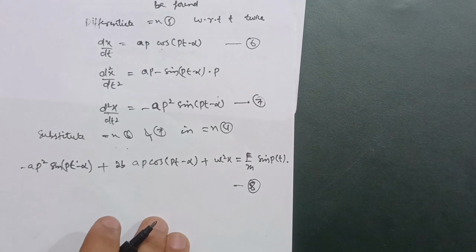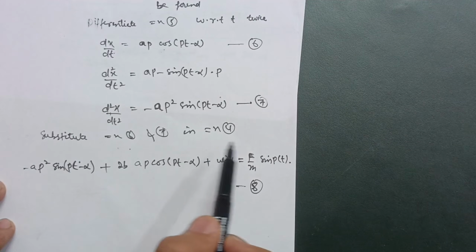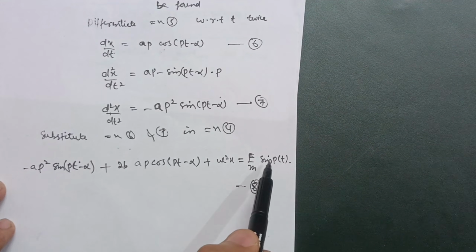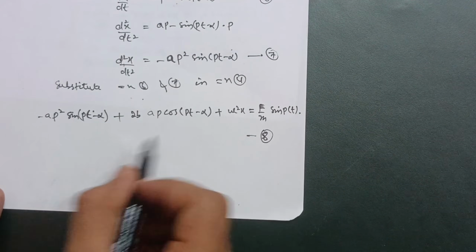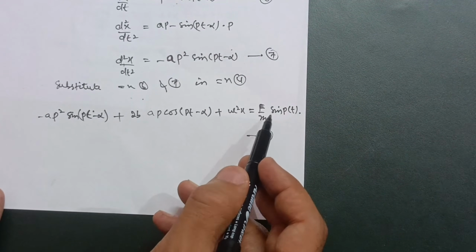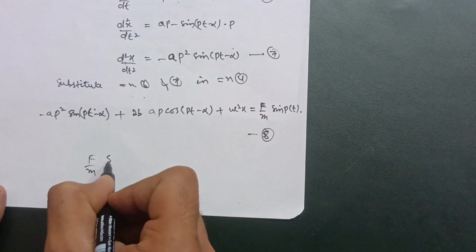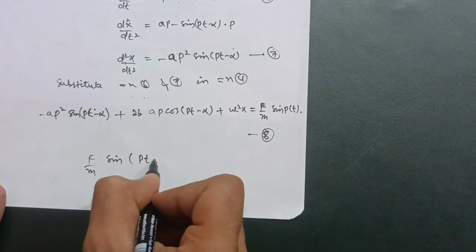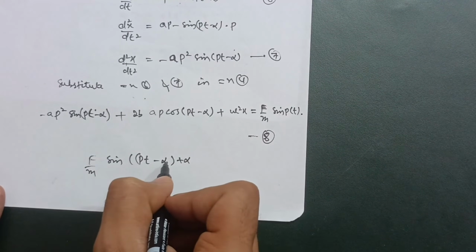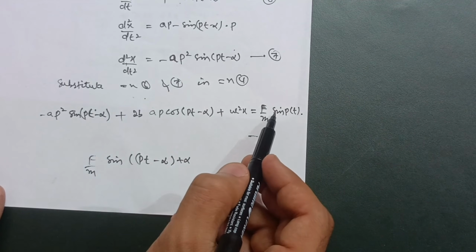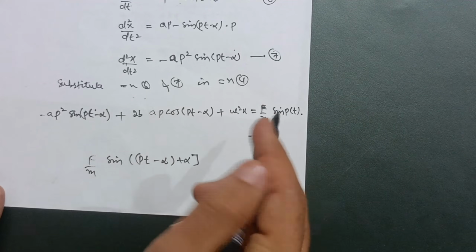Now the right side of the above equation, that is f by m sine of pt, if I modify it, I can also write it as f by m sine of (pt minus alpha plus alpha). If you plus and minus it, it will become 0, so you will again get the right hand side of the above equation. This you are getting after modifying the right hand side.